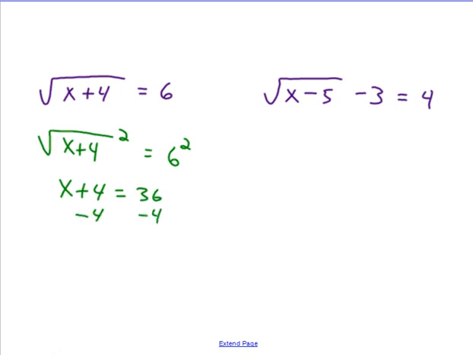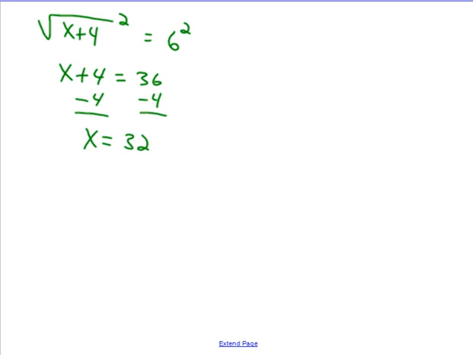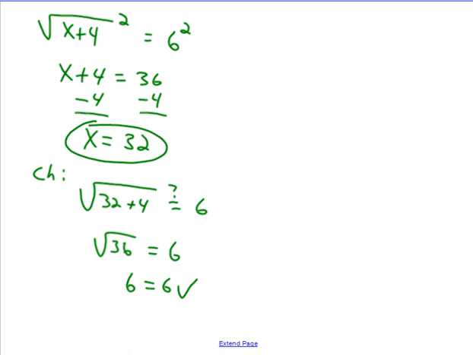Subtract 4, and I get x equals 32. Now let's check it. Remember, into the original equation, which is root of 32 plus 4, does that equal 6? So that's root 36. Remember, put a question mark there. 6 equals 6, so that checks, so that's a good solution. And so far?